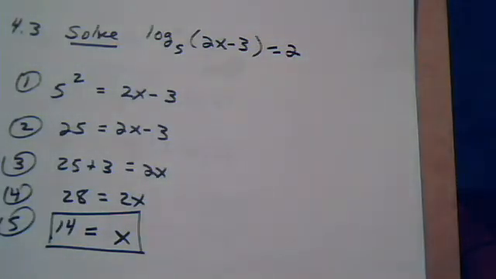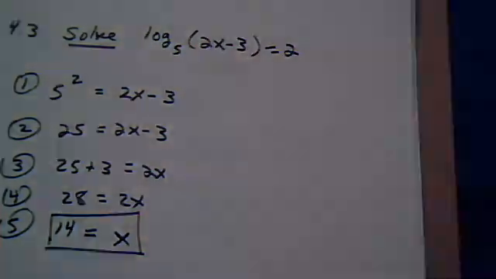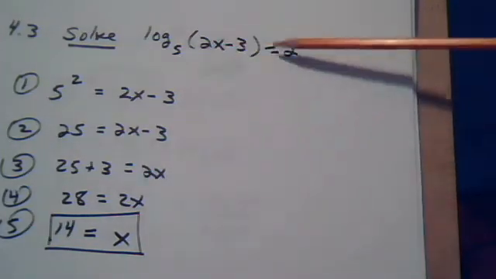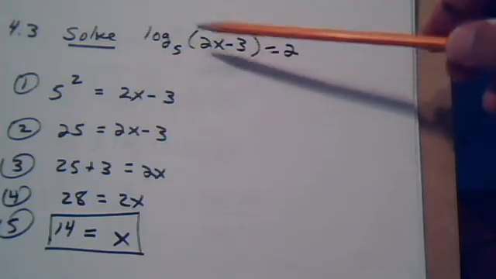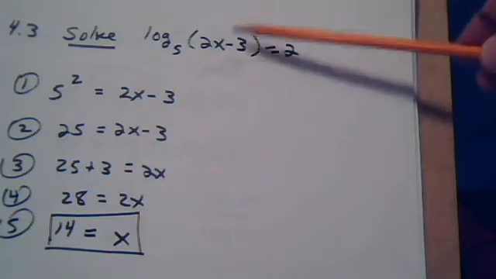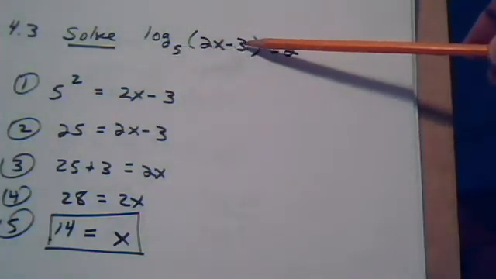Now they're asking us to solve another logarithmic equation. This one, notice you have the log of 2x minus 3 base 5 equals 2. So this one, you could remember, you could change this form to exponential. Remember that little arrow we said you draw here? So you could rewrite this 5 to the second equals 2x minus 3.